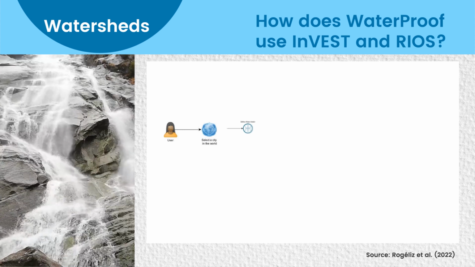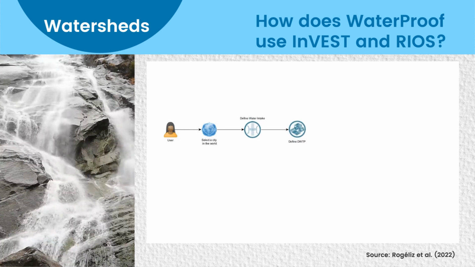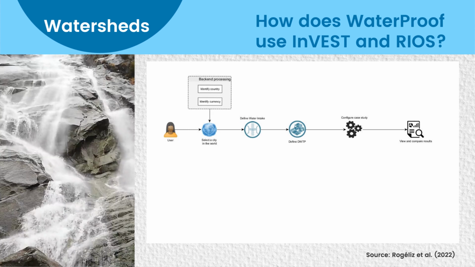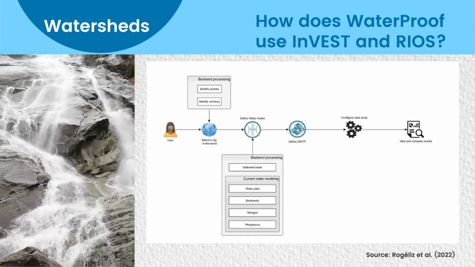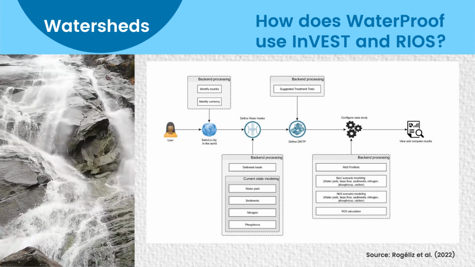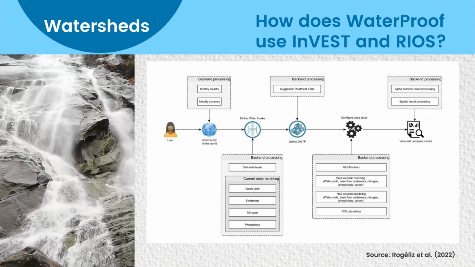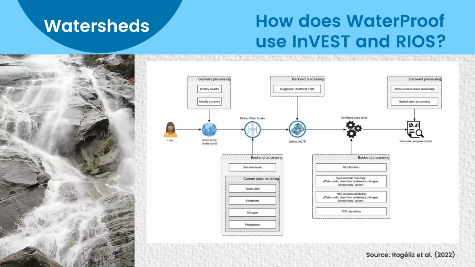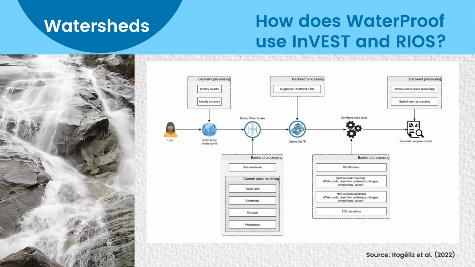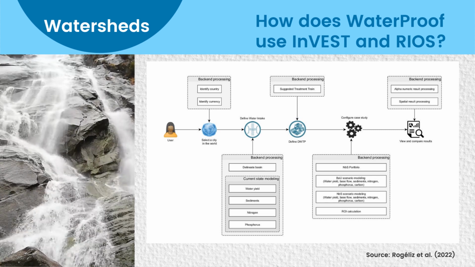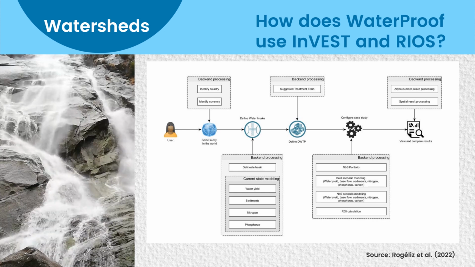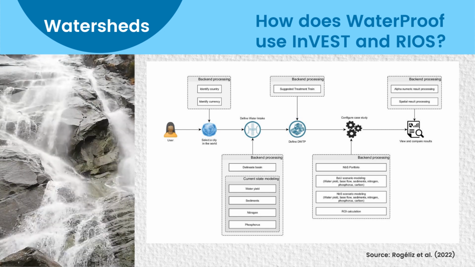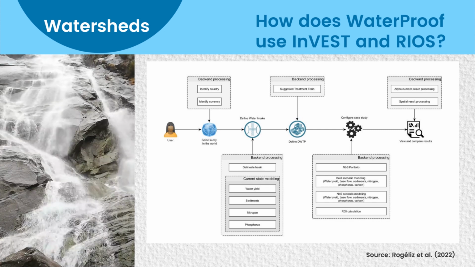As can be seen, the Invest models are run in a first stage to estimate the water quantity and quality conditions at a previously defined water intake point. With this information, Waterproof suggests to the user which drinking water treatment plant to use. In the second stage, when the user has configured the entire case study, Waterproof runs Rios to obtain a spatial portfolio of nature-based solutions, taking into account the nature-based solutions that have been defined by the user.